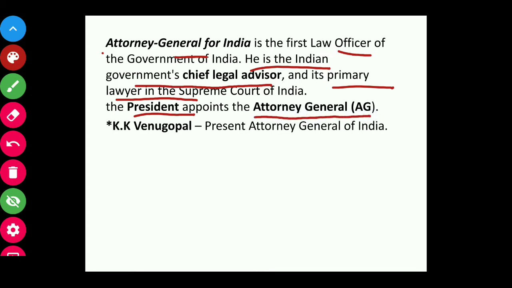So whenever a question comes, who appoints the Attorney General? The answer will be President. And who is the current Attorney General of India? It is K.K. Venugopal.